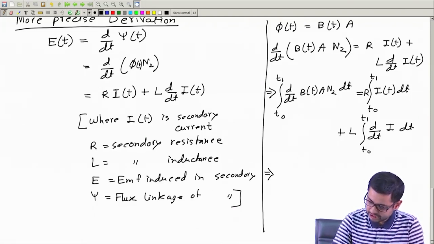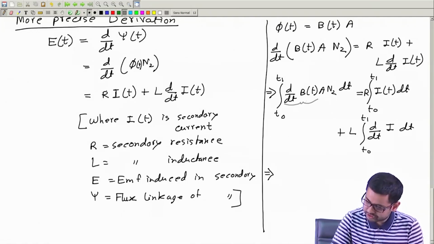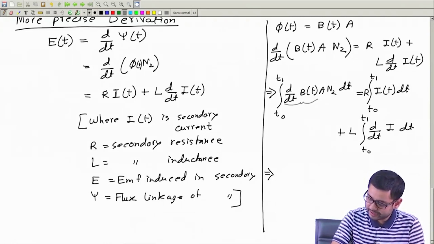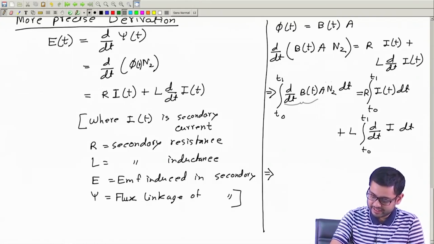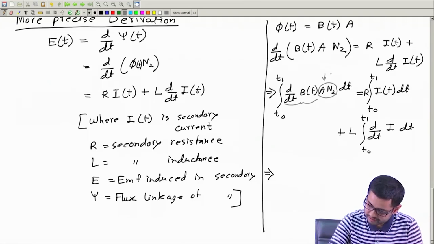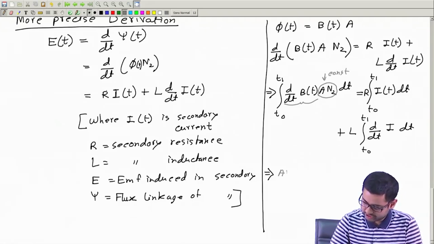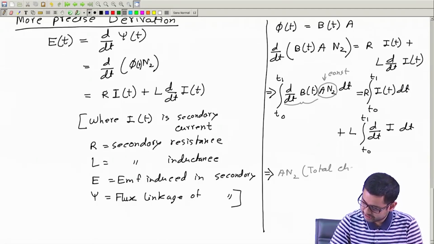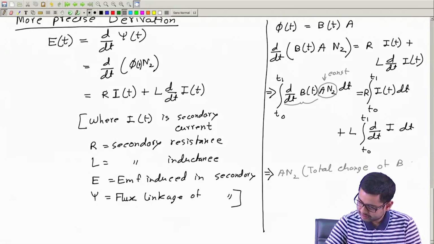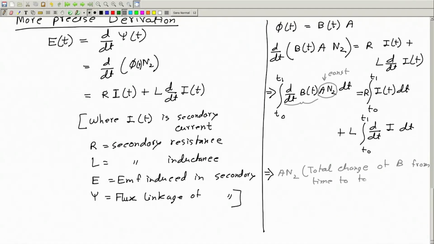Now what is this, d/dt of B(t) dt? This is the rate of change of B, multiplied with dt and integrated. So after integration this will give the total change in B. A N2 is a constant, so I can take it outside, and it is multiplied by the total change of flux density B from time T0 to T1.